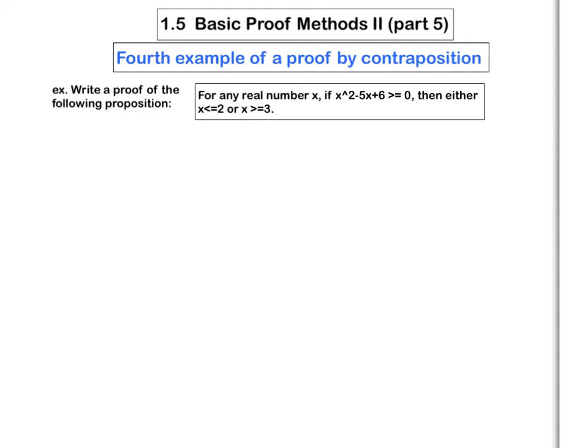We're going to do another example of a proof using the method of contraposition. We're going to do this one here: for any real number x, if x squared minus 5x plus 6 is bigger than or equal to 0, then either x is less than or equal to 2 or x is bigger than or equal to 3. So put your video on hold and write it out in symbols for me.